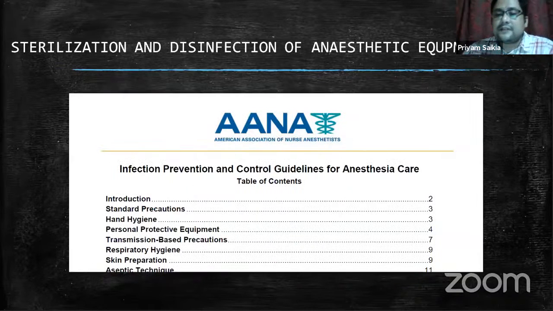And the American Association of Nurse Anesthetists has published an extensive manuscript on infection prevention and control guidelines for anesthesia care. This is also freely available.